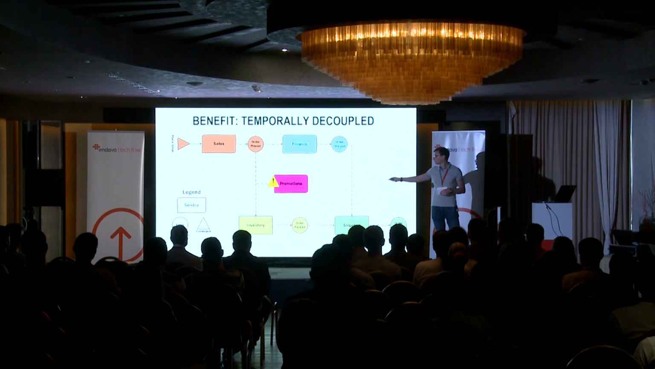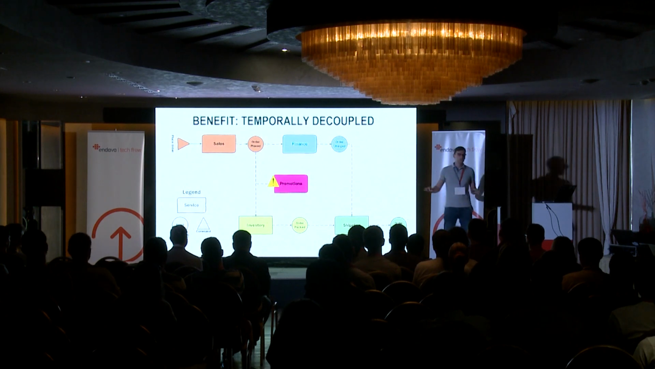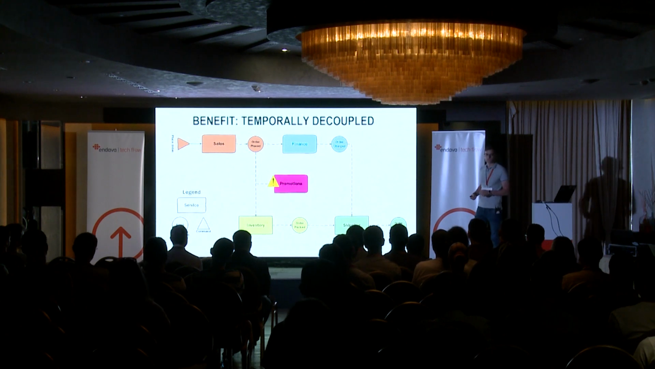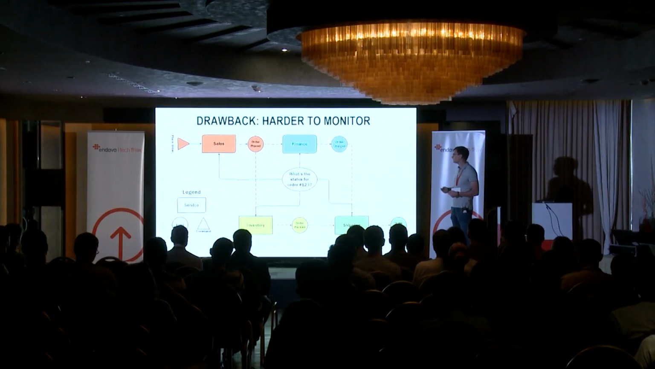And this actually has another benefit in the sense that the components in this architectural style are temporally decoupled. This means if the promotion service is down, this failure will not cascade through the entire system. So we can actually fulfill the order even if the promotion service is down. And when the promotion service comes back up, it will have a queue of messages to process and will start catching up and activating the promotions.